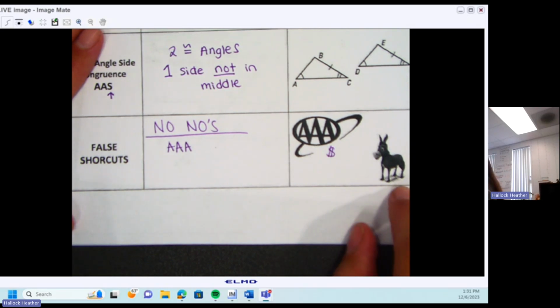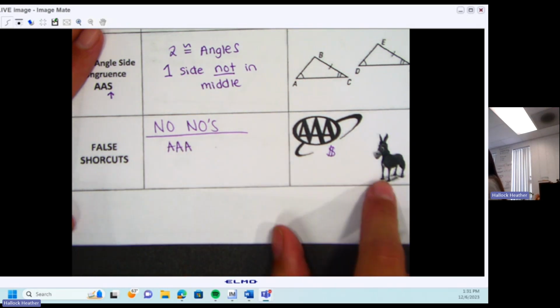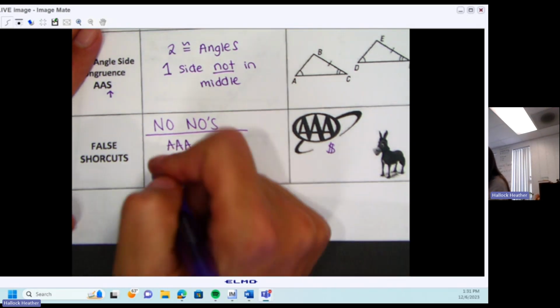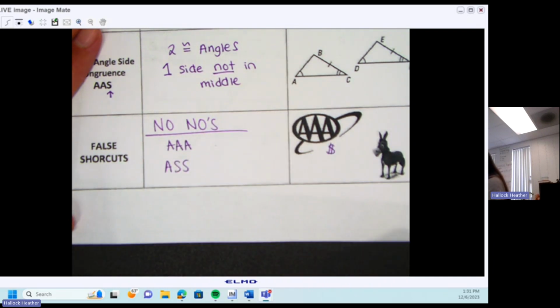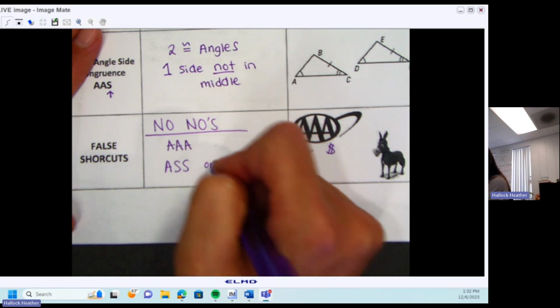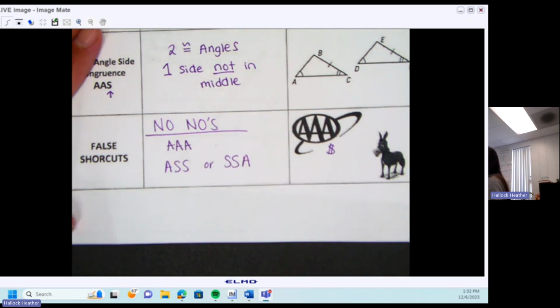The last one that you cannot use, so you cannot use angle, angle, angle, and you cannot use the donkey. We cannot cuss in math class forwards or backwards. So you cannot use ass as a theorem, or backwards either. If you're like, yes, this is side angle, and if I flip that, that's ASS, I cannot use that for math class.